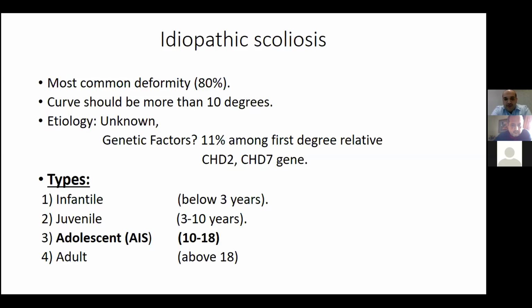Types: we can classify it according to the age. If we diagnose the patient below 3 years, we call it infantile, 3 to 10 juvenile. Infantile and juvenile are part of the early onset scoliosis. Adolescent, or AIS, Dr. Firas will talk about in the second presentation. This is the vast majority of deformity in the age group between 10 and 18.